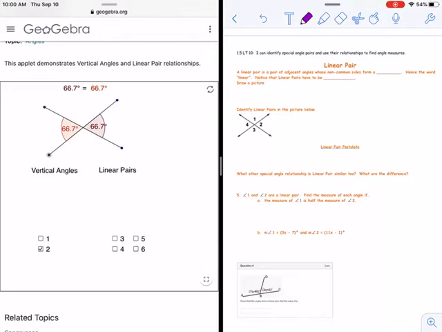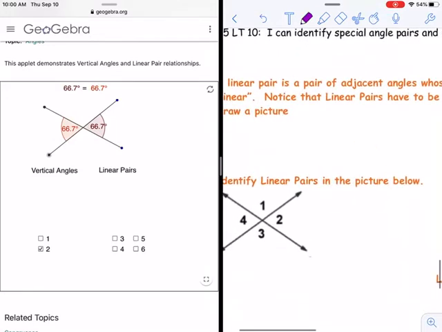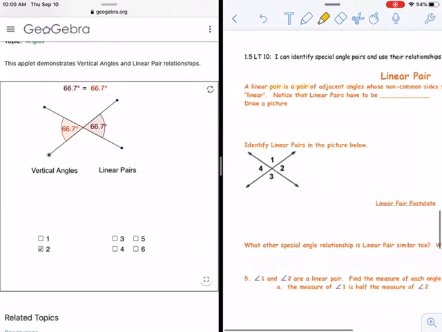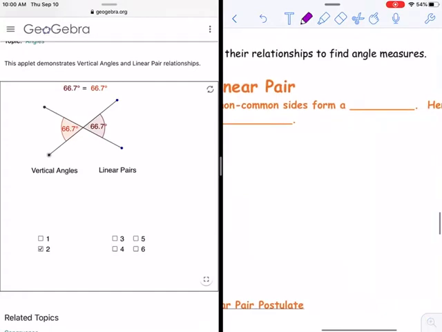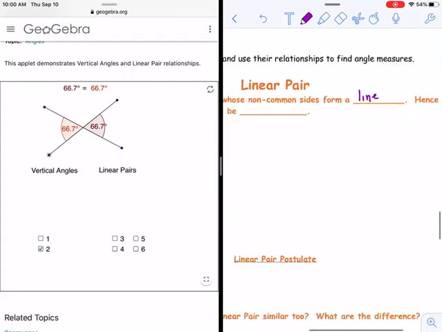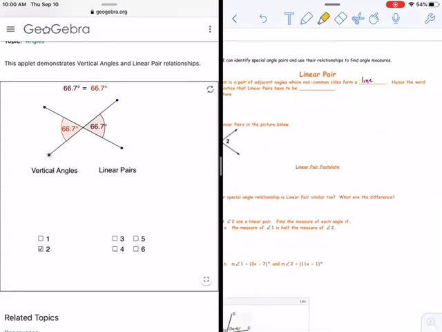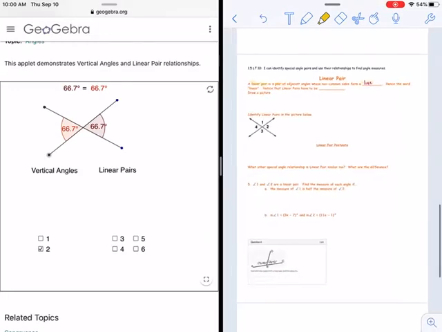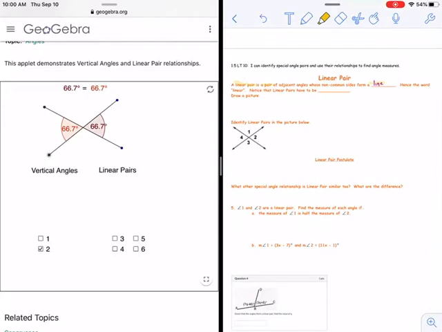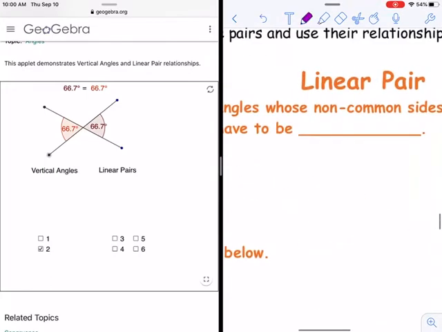So a linear pair is a pair of adjacent angles whose non-common sides form, you're not going to believe this, a line. Wow, that's weird. A linear pair is a pair of angles that form a line. Kind of a self-explanatory word, hence the word linear. Notice that linear pairs have to be, this is incredibly important, adjacent.